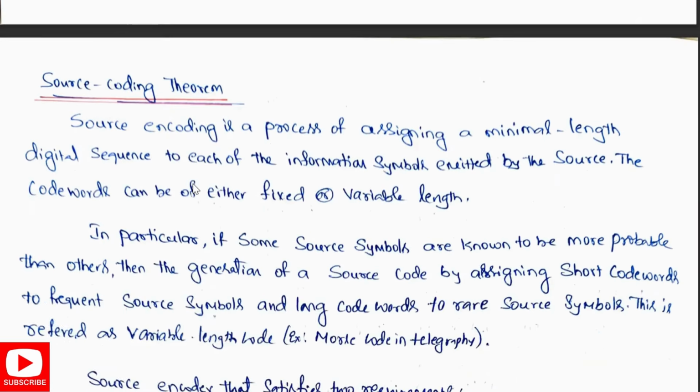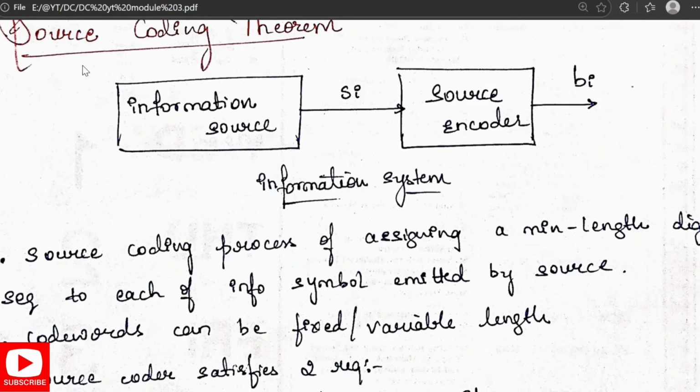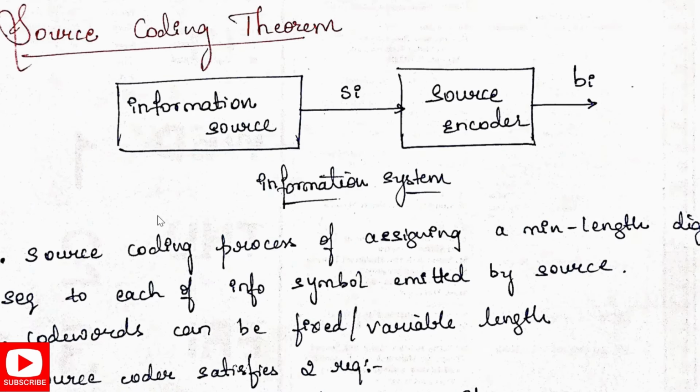So next we will move on to the source coding theorem. For the source coding theorem, you need to write a block saying the information source Si is sent to the source encoder, and that gives us Bi. Source coding is the process of assigning a minimum length digital sequence to each information symbol emitted by the source. It is like a code word that can be of fixed or variable length.